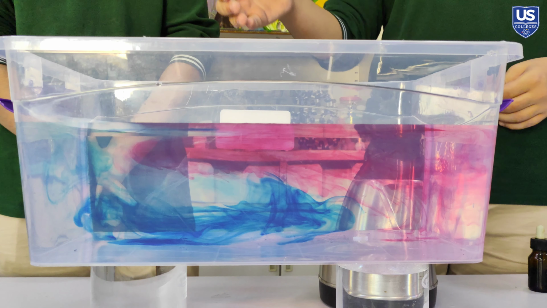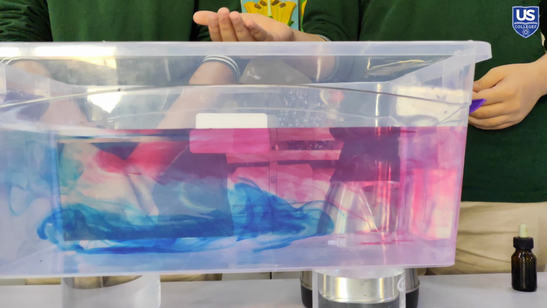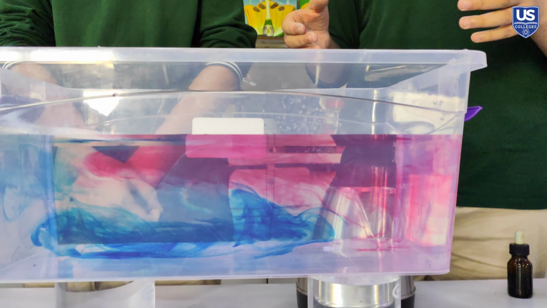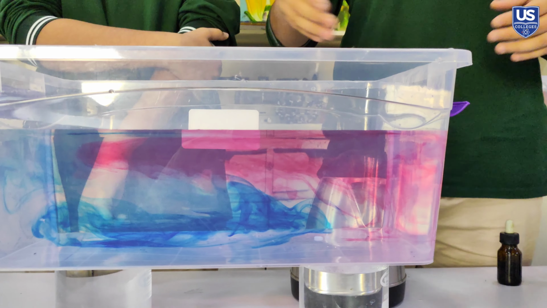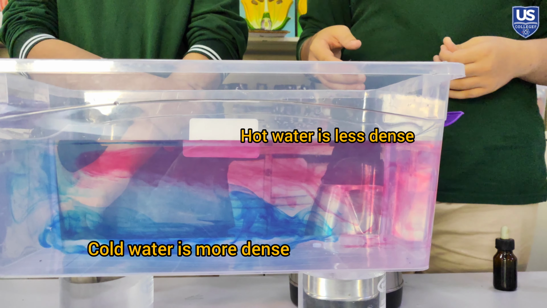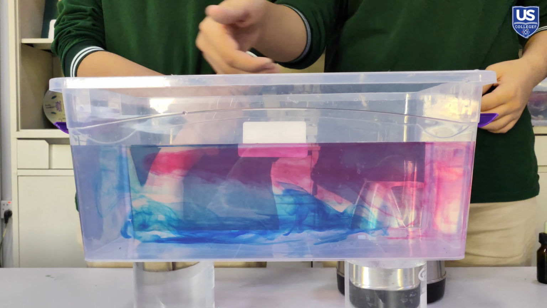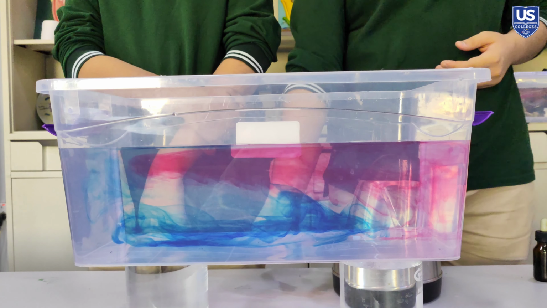The blue dye which we placed on top of the cold water actually stays at the bottom because it's more dense. The hot part, which is the red ink, actually stays at the top because it has more thermal energy from the hot water.